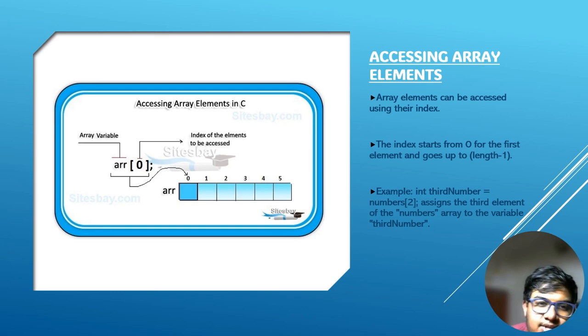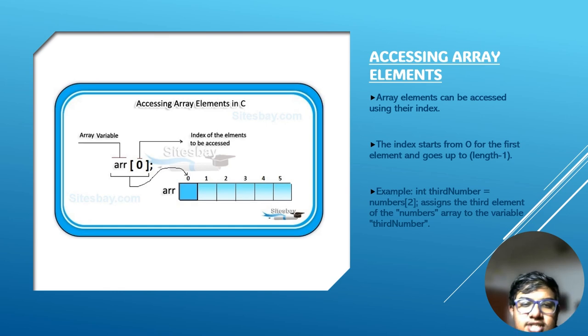Accessing array elements. Array elements can be accessed using their index. The index starts from 0 and goes to length minus 1, that is, the total size of the array minus 1. So for example, you can see int thirdNumber = numbers[2]. This assigns the third element of the numbers array to the variable thirdNumber.